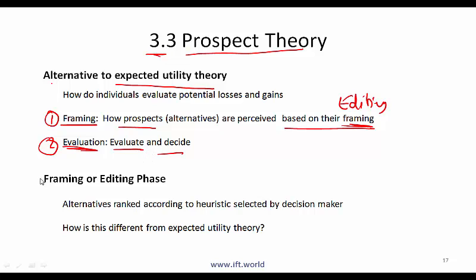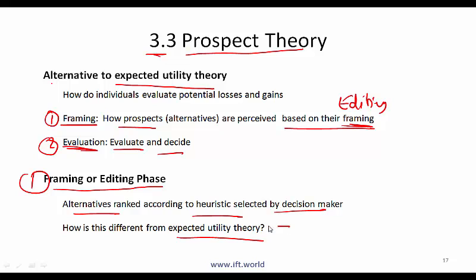All right, now more detail on the first one, which is framing or editing. Simplistically, here is what happens. Alternatives are ranked according to a heuristic selected by a decision maker. So what's a heuristic? It's a rule of thumb, a simplification that is used. How is this process of coming up with ranks and using heuristics different from expected utility theory? In expected utility theory, you'll use complex algorithms. You'll try to be as rational as possible, as rigorous as possible.